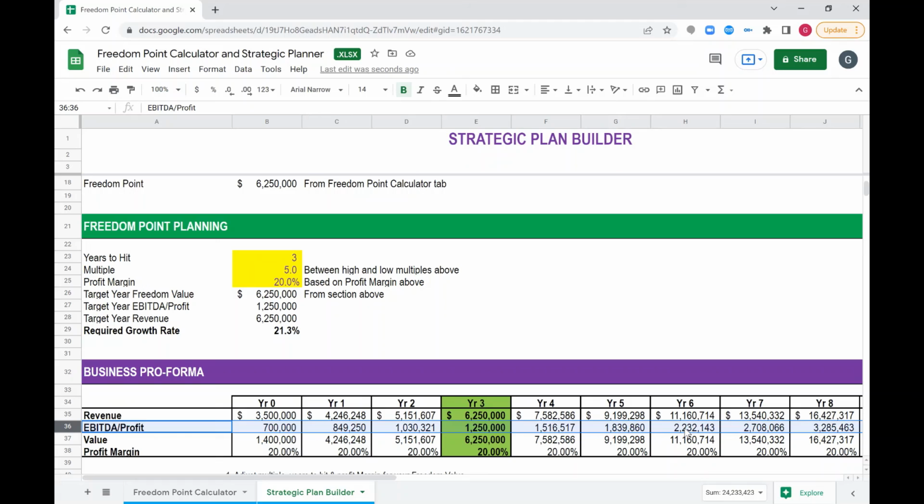So I hope this helps you understand the way that we use our Freedom Point calculator to have really valuable conversations with business owners that help them connect the dots between their personal planning, their financial planning, and their business planning in a way that actually gets them motivated to start taking action, because they can get there sooner than they thought.